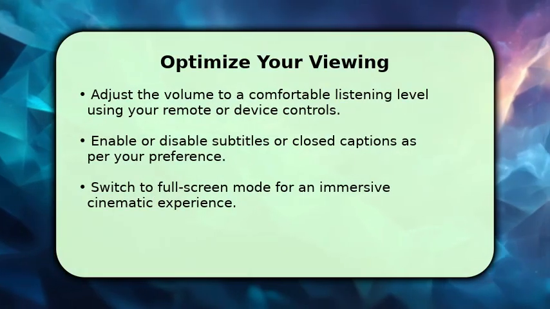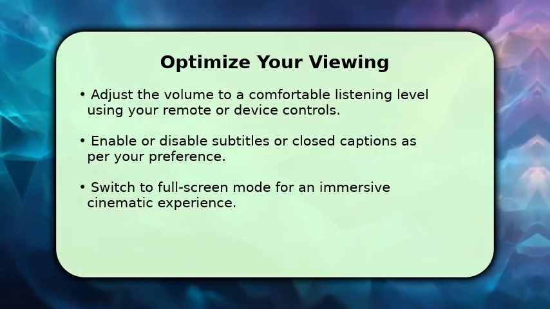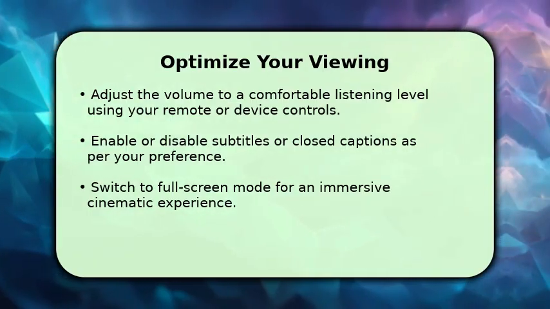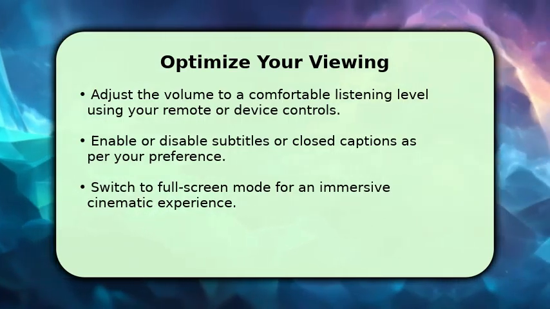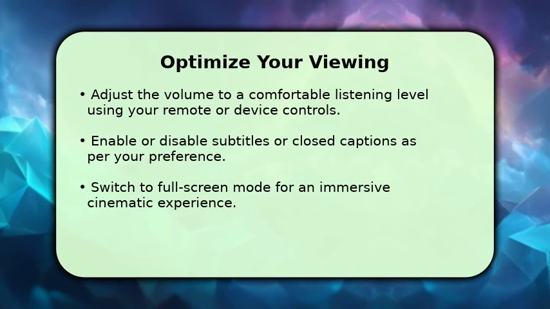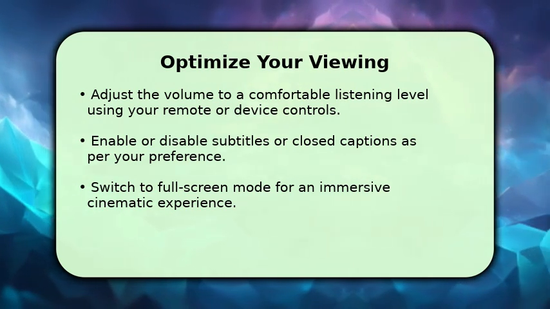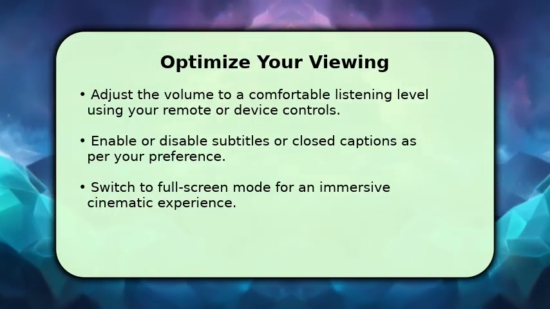Now that your movie is playing, it is time to optimize your viewing experience. You will want to adjust the volume to a comfortable level, typically using your remote control or device's volume buttons. Many players also offer options for subtitles or closed captions, which you can toggle on or off. For the best immersion, switch to full screen mode, usually with a single click.